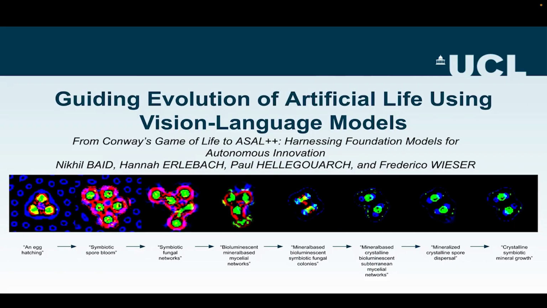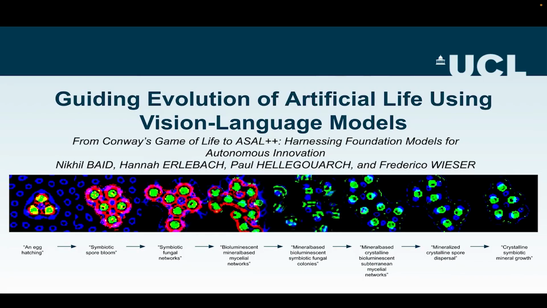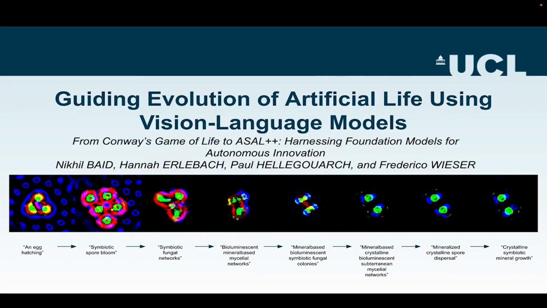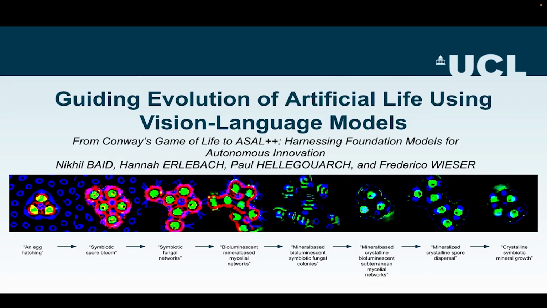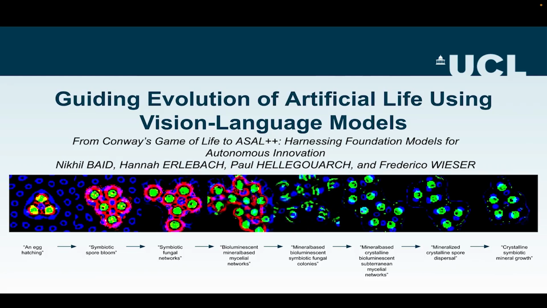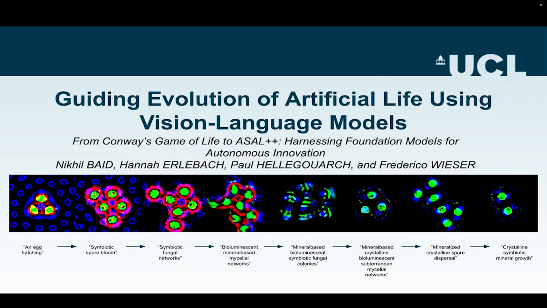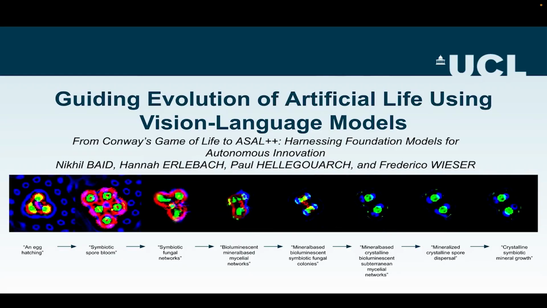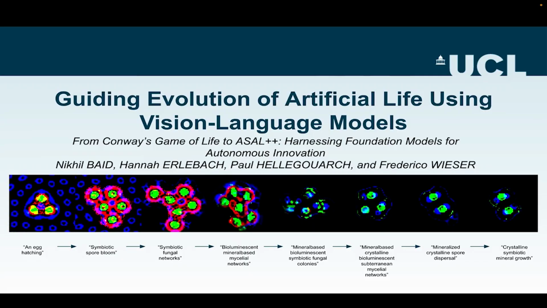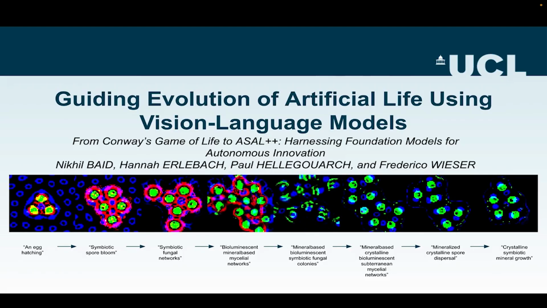We started with a simple text prompt, egg hatching, and our method autonomously evolved the simulation by generating its own series of increasingly complex prompts, like symbiotic fungal networks, and eventually mineralized crystalline spore dispersal. This dynamic process leads to some really interesting and unexpected emergent behaviors, which is what we're here to talk about today.